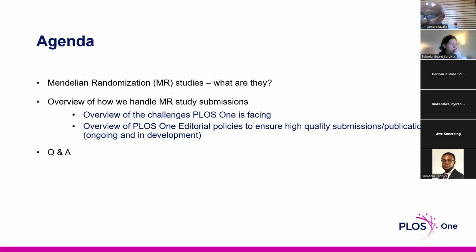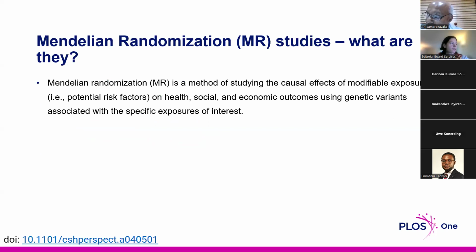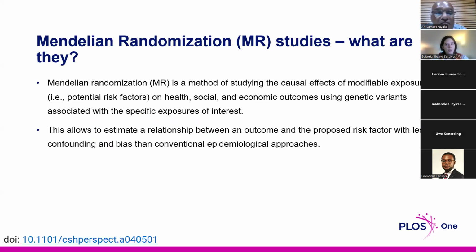And so first, speaking of Mendelian randomization studies, Mendelian randomization per se is a method that allows you to study the causal effect of a modifiable exposure on any type of outcome. That can be health, social, or economic, and it uses genetic variants that are robustly associated with the specific exposure of interest. Now, in theory, if this is well done, this allows us to estimate the relationship between the outcome and the risk factor with less confounding and bias than conventional epidemiological approaches. So, in theory, it's a really good method that can be used to estimate these risk factors and their consequences.